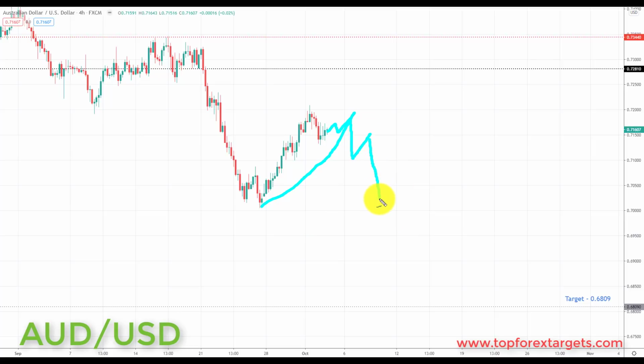But overall, we are looking for this to come down to the next key of support to the downside and the target set at the 0.6809. So just to confirm, this is our major target to the downside, but it may take a couple of weeks to get there. If you want a conservative target on the short side going into next week, it would be the previous low down here, or the 0.70000 psychological number in this area.